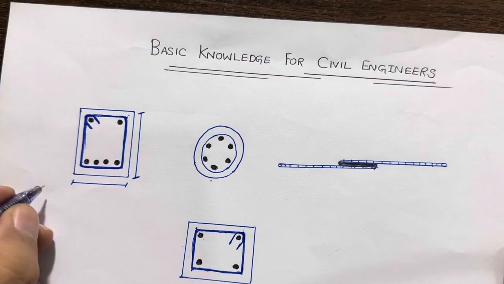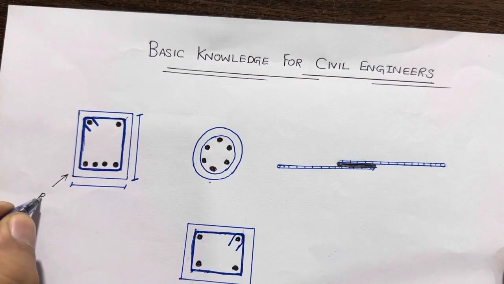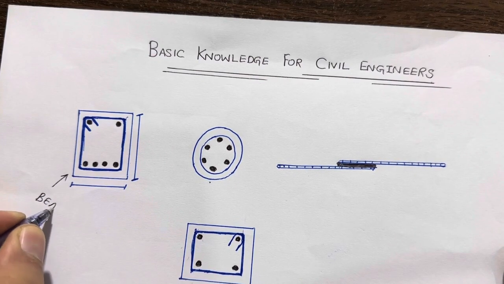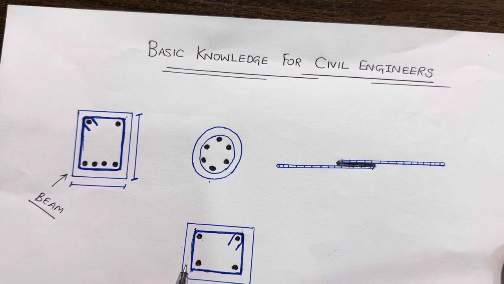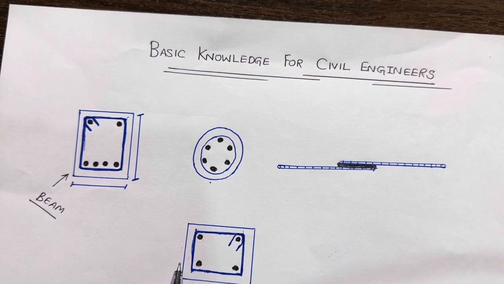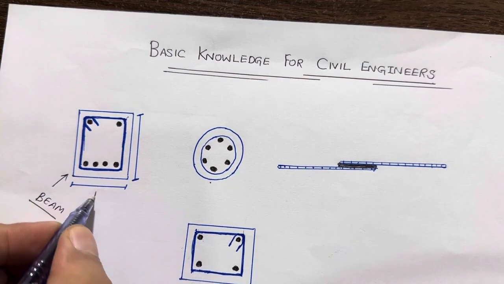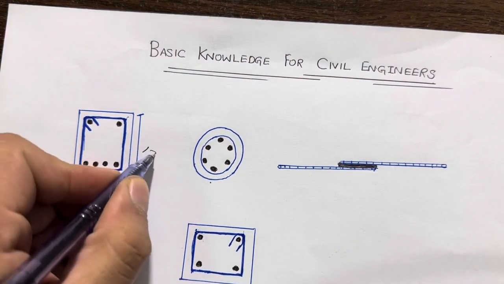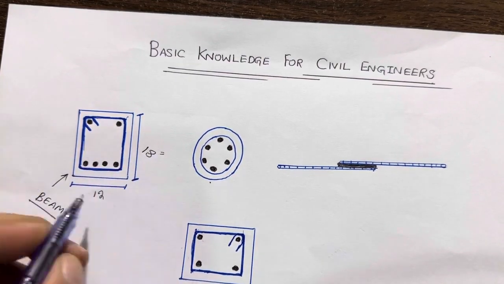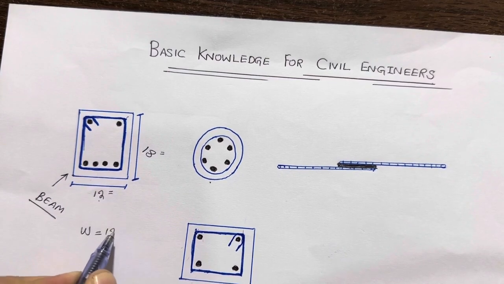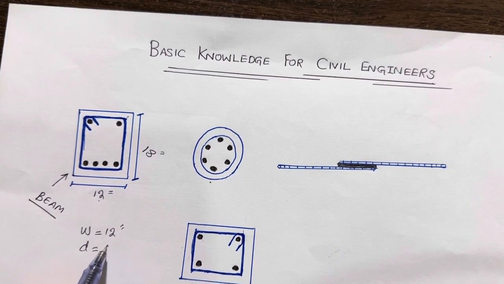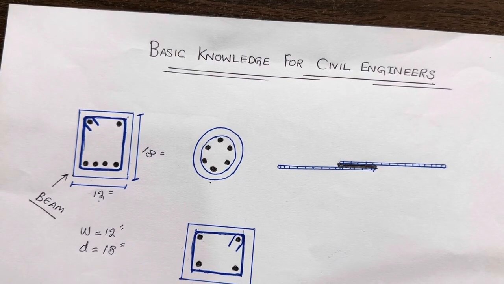Guys, you can see the first one is beam. This is the plinth beam. Size of the beam for G plus 2 story, it means a 3-story residential building, not a commercial building. The size of the beam should not be less than 12 by 18 inches for G plus 2 story. Width 12 inches, and the depth should not be less than 18 inches. This is for G plus 2.